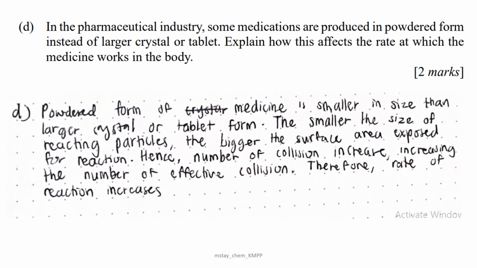Okay, next continue with last part of question number 1. In this question, they ask how the medicine in powder form works in the body, and we need to explain in terms of how it affects the rate of reaction. I think your friend mentioned powder form has smaller size compared to the crystal or tablet. The smaller the size of the reacting particle, the greater the surface area exposed. So this will increase the number of collisions.